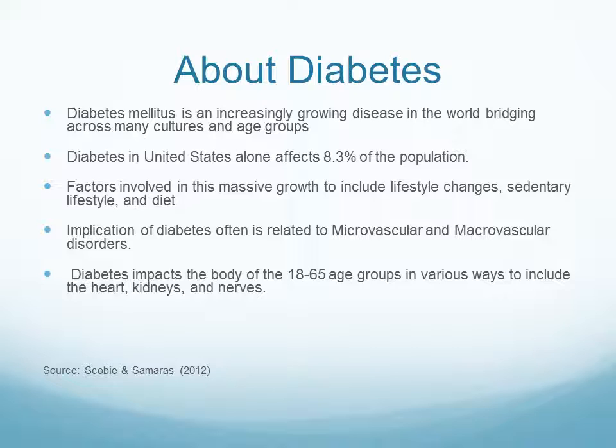The implication of diabetes often is related to vascular disorders. Diabetes impacts the body of the young and old in various ways, to include the heart, kidney, eyes, and nerves.